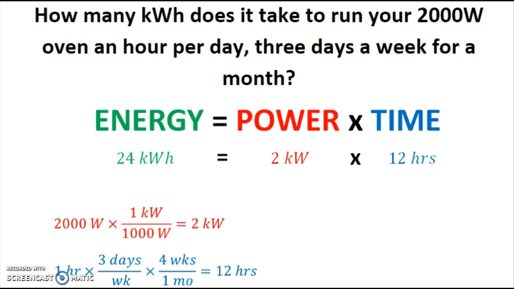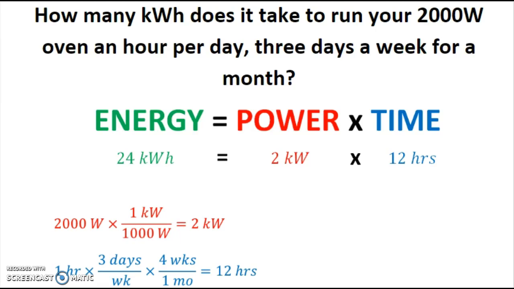The time here becomes kind of tricky. It's saying that we have the oven on for 1 hour a day, so we're starting out with 1 hour. And then we operate that 3 days a week for a month. So we put 3 days a week there, and then 4 weeks are in a month. So that's going to cancel the weeks in the 3 days a week. Weeks cancels out, and we finally have our units of hours, because that's what we want.